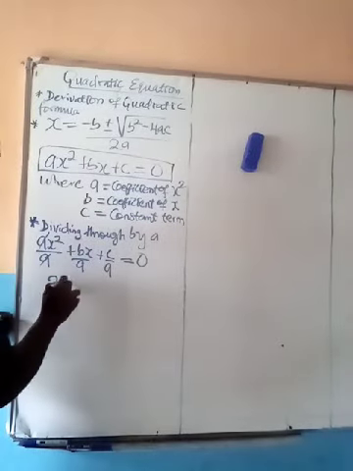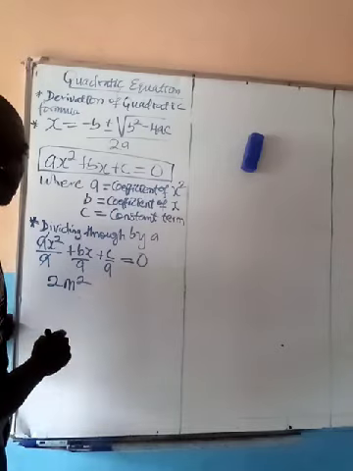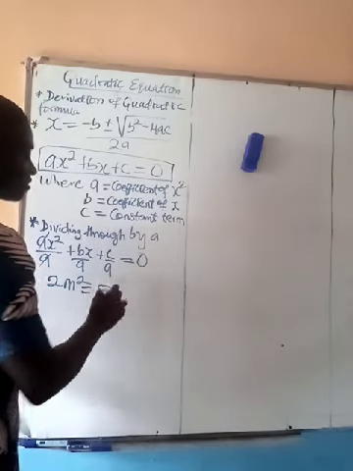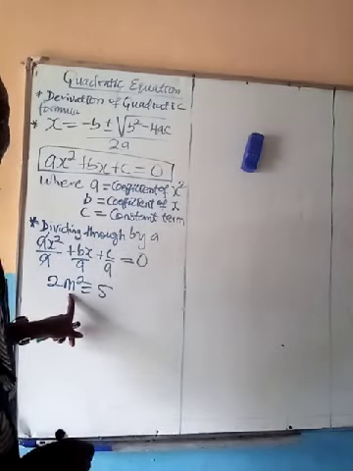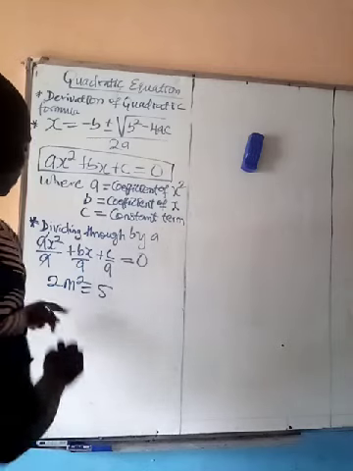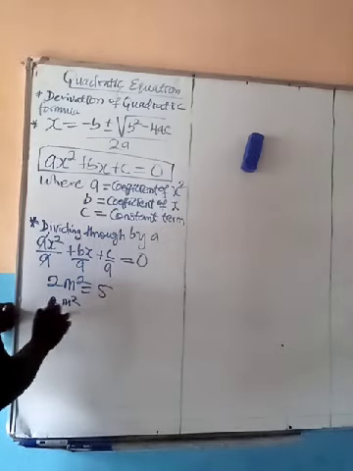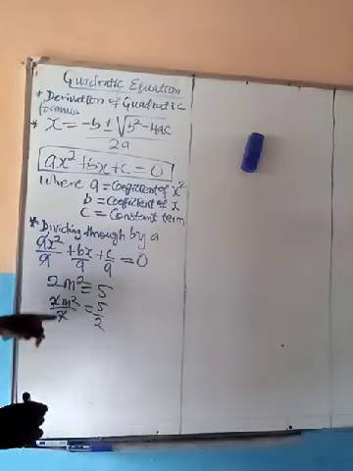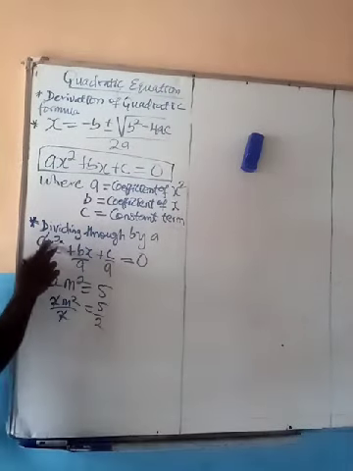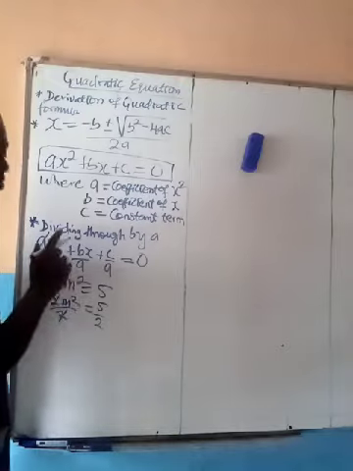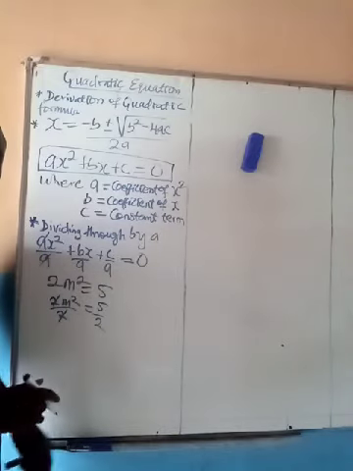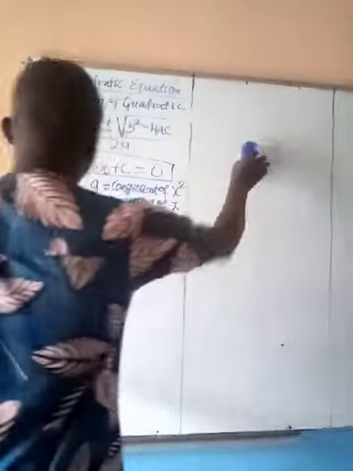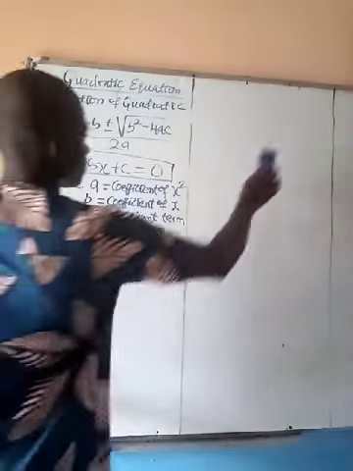Just say, for instance, you are solving an equation in this way: 2m squared is equal to 5. For you to find m, you first of all divide both sides by the coefficient to have 2m squared over 2, and this one will go over 5 over 2. So this 2 now is our a. We want to make the coefficient of x to be 1. That is why we are dividing by a. Alright, that is the first step.